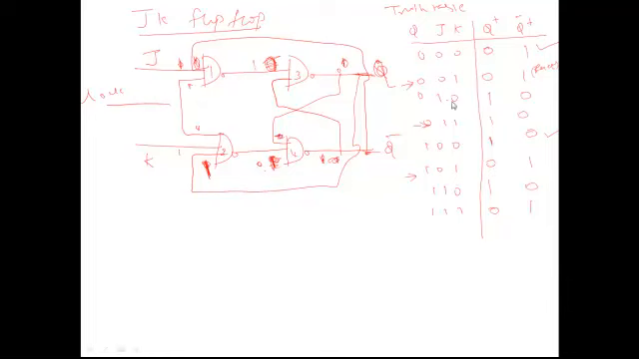Whenever J is 1, K is 0, this place J is 1, K is 0. This place also J is 1, K is 0. It is a set state. Set in the sense it is saving 1. So you can see it is saving 1. Here also it is saving 1.